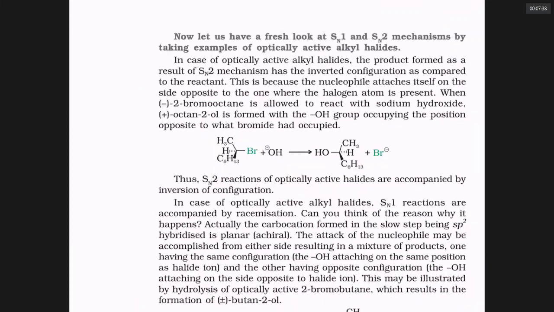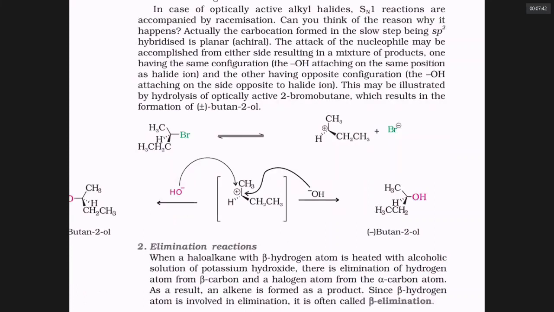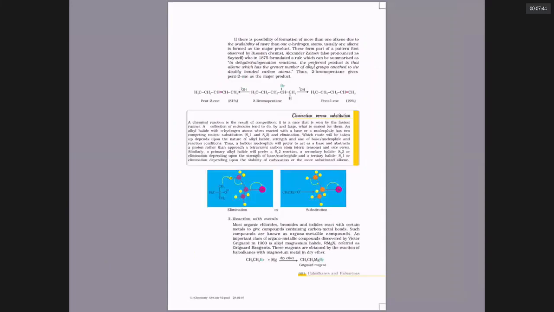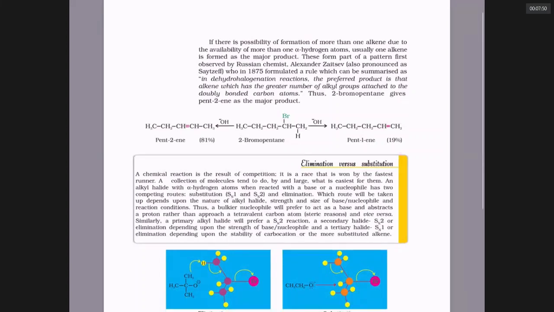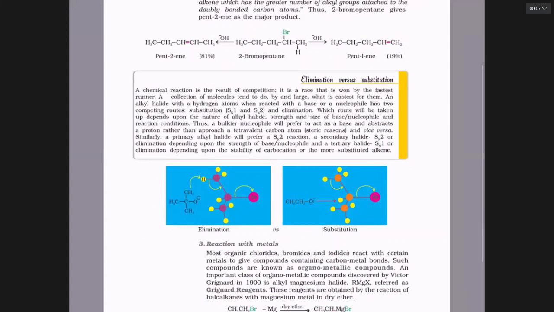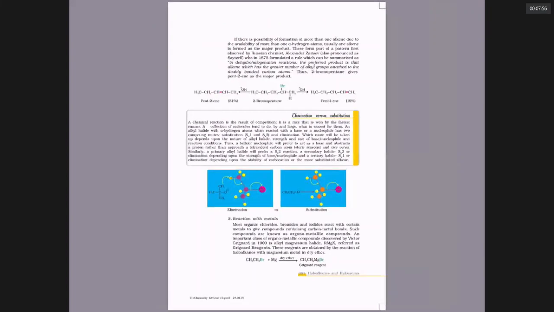So we talked about SN1, SN2 mechanisms. We also spoke about elimination reaction. In elimination reaction, they give only two paras, but we spoke about the Saytzeff rule and Hofmann rule. All right? We will be exploring more on that idea later on. Reaction with metals we have also seen, and I spoke about Grignard reagent.